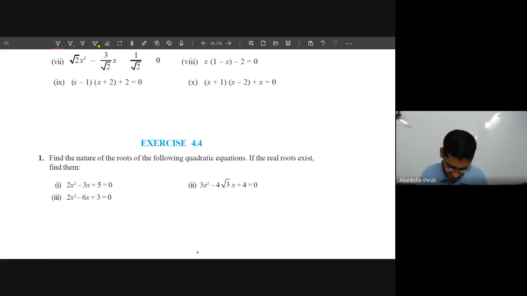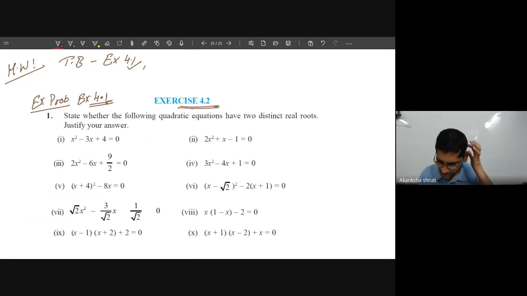This is our textbook exercise 4.4. Question number 1 only please do. For a moment you just leave the question number 2.